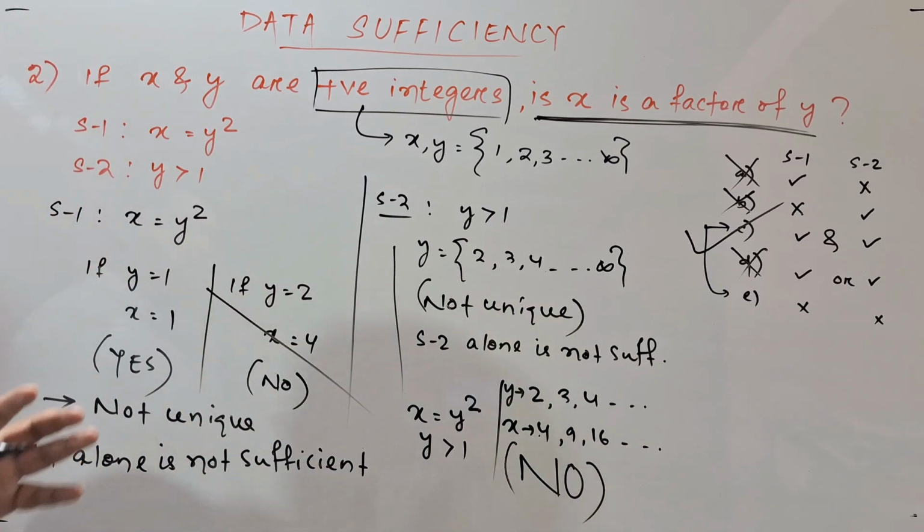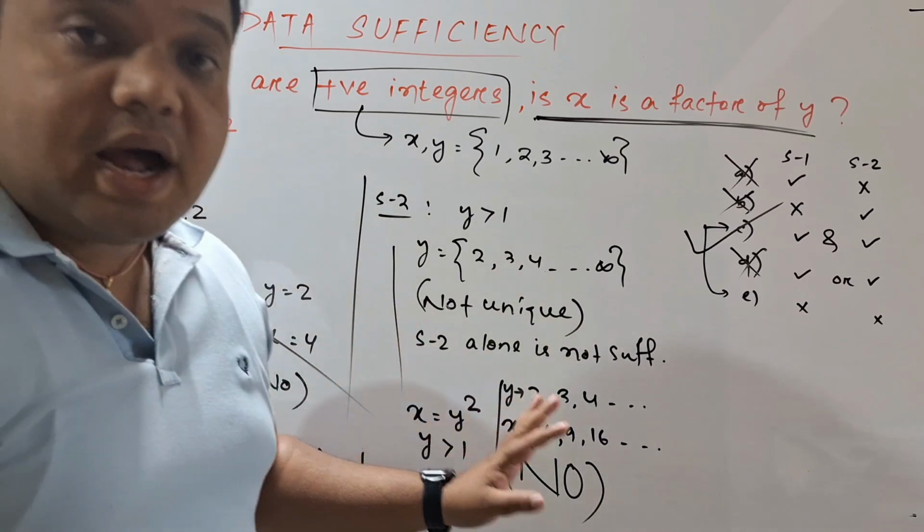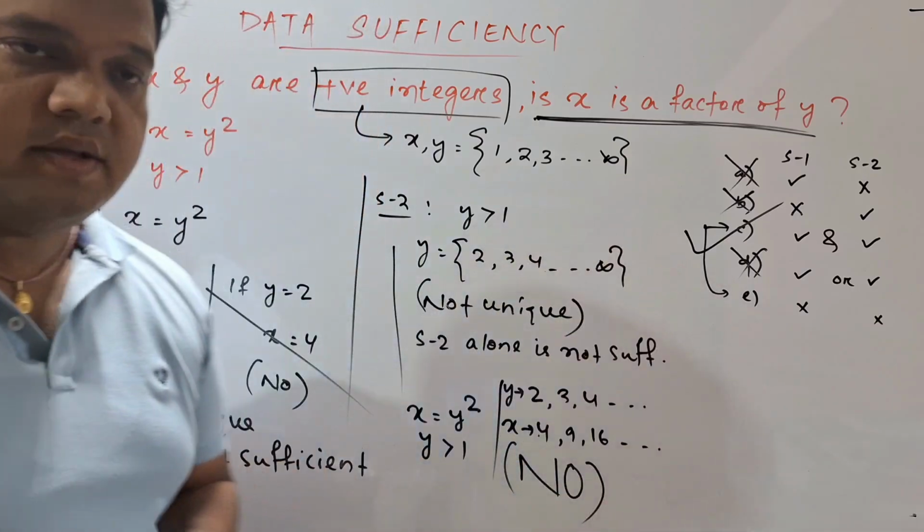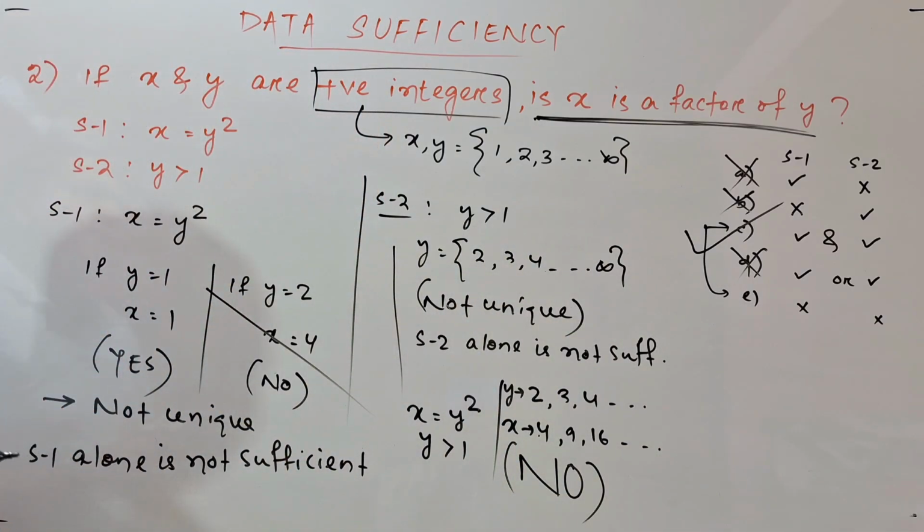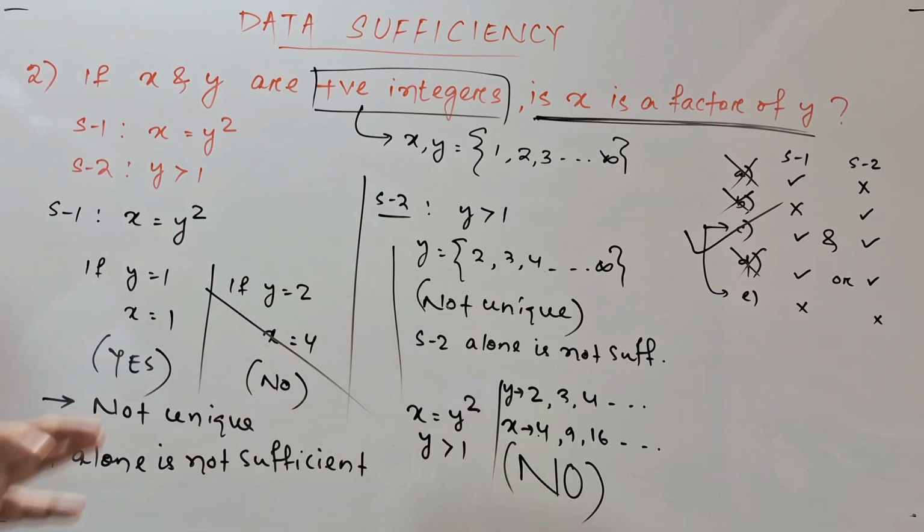When a question is very easy, there is a trap, so you should be careful. This is the thought process to handle DS. Question number 3 we will discuss. First of all, take a screenshot or write it down.